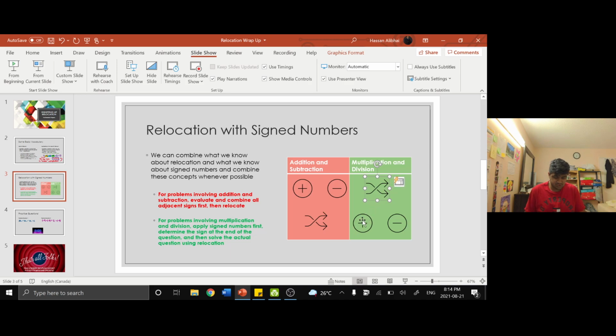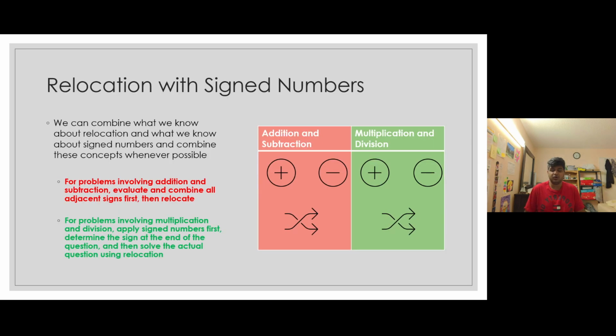I want you to apply this first, and then I'd like you to apply this. Okay. So either way, I'm going to start from the current slide. Either way, I would like you to start with the sign numbers. It's just that in the case of addition and subtraction, you really want to combine the adjacent signs, right?